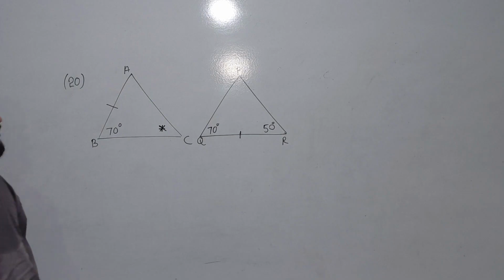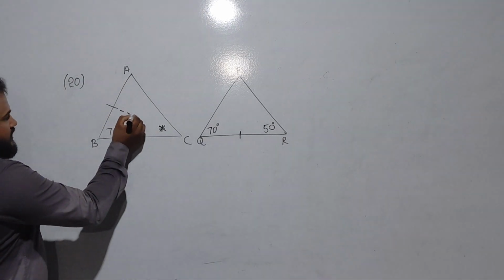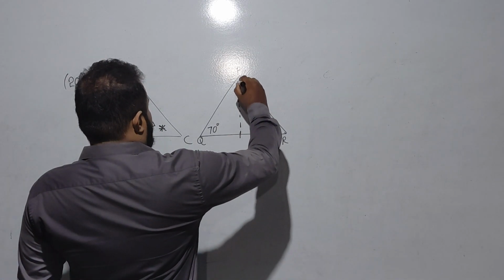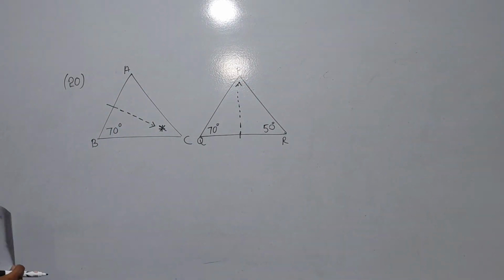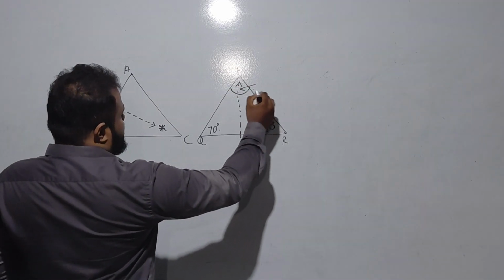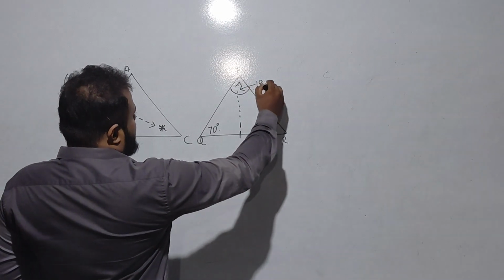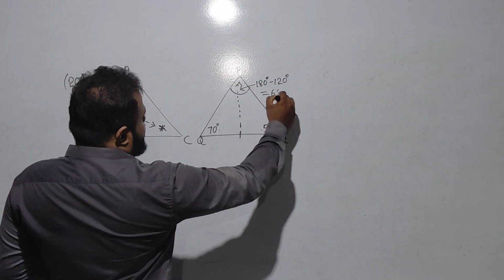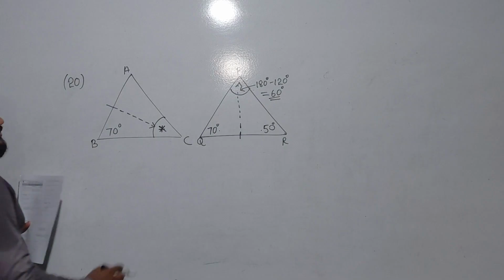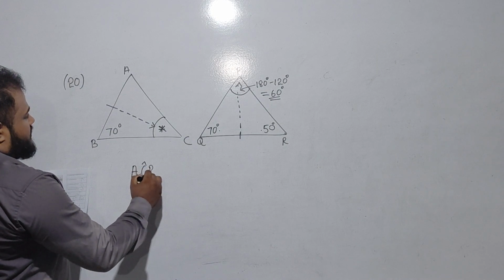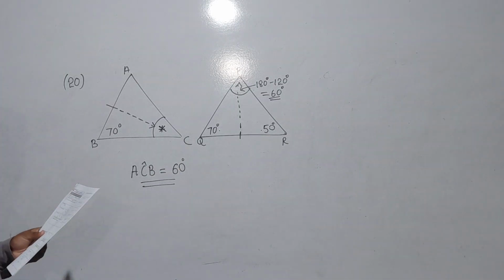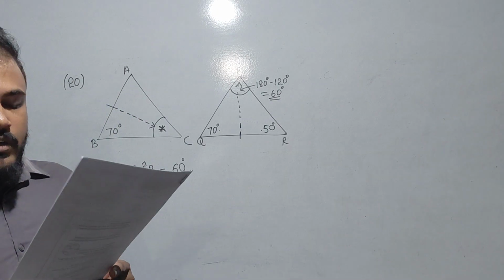Okay, if these two triangles are congruent, this side's opposite angle should be equal to this side's opposite angle. So, if this is 70 and this is 50, what is the value of this angle? 70 plus 50 is 120. 180 minus 120 will give you 60 degrees. So, if that is 60, this angle C is also 60. So we can write angle ACB is equal to 60 degrees. Okay, that's the answer. Next question, 21.